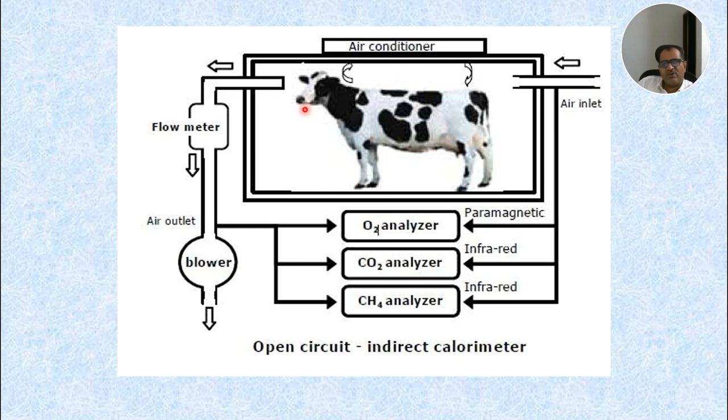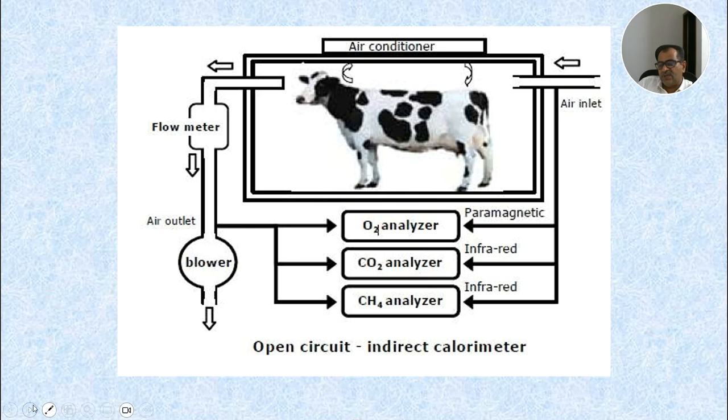Then this was a chamber in which there was air conditioning, means either cool or whatever required temperature could be administered to the animal, and the outcoming oxygen, carbon dioxide, and methane were all analyzed. So the carbon dioxide was measured by the infrared method, and also the methane.